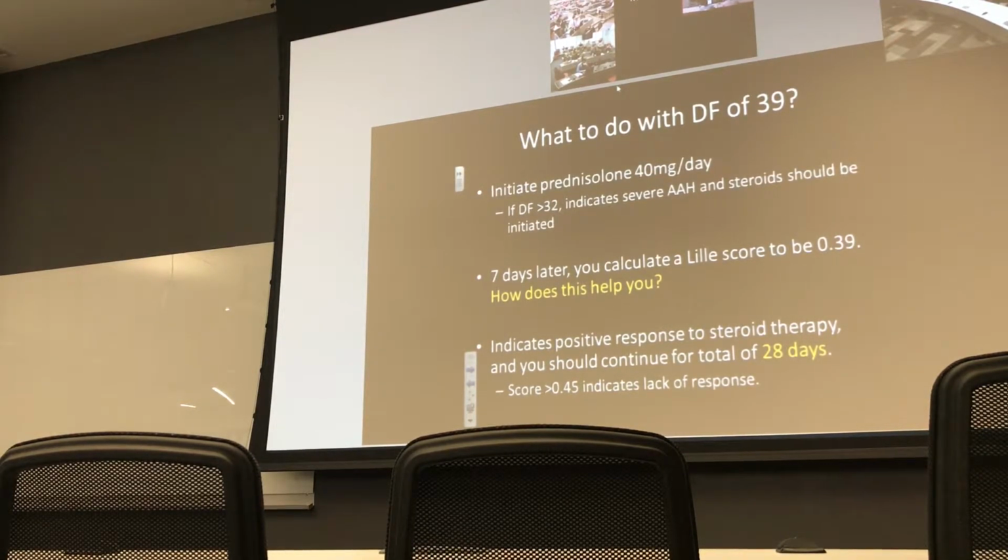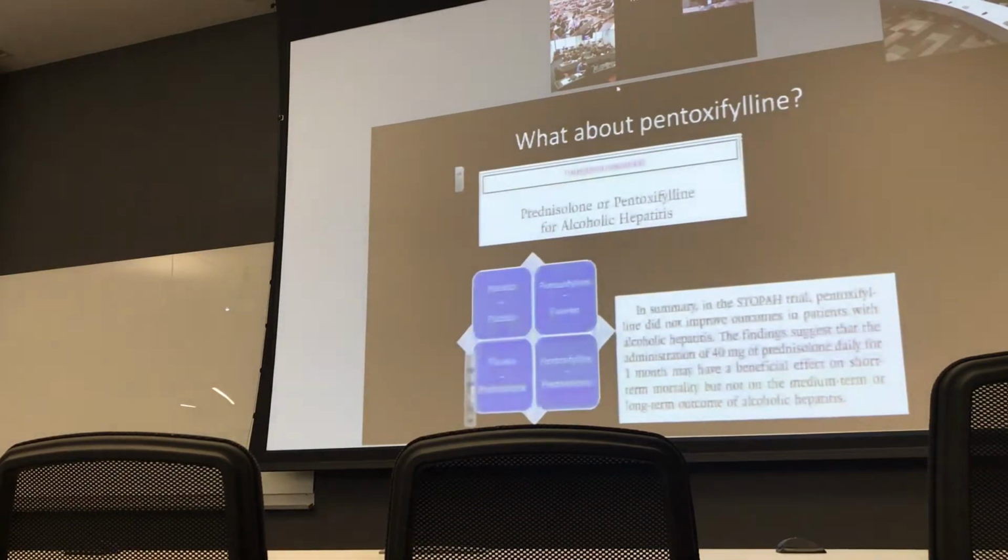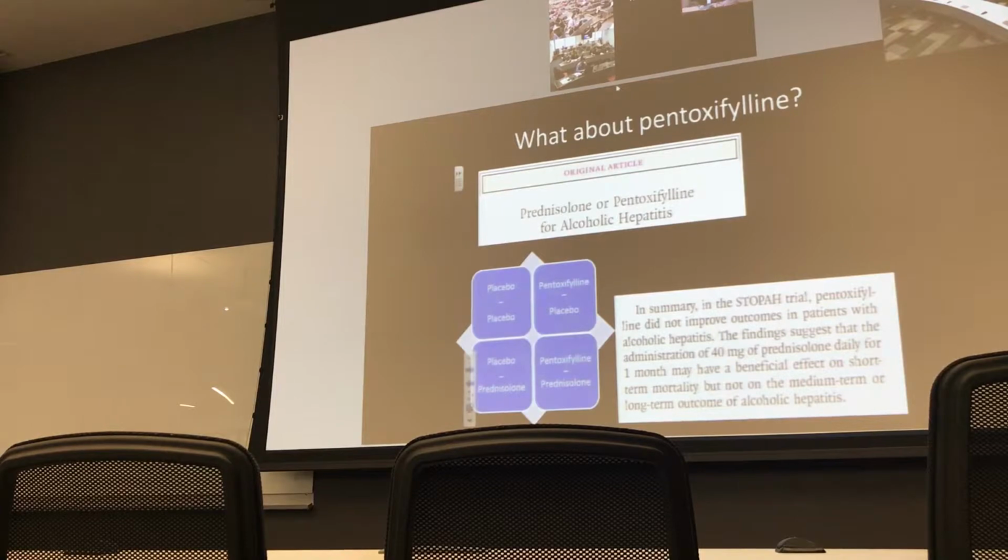So something else that has come up is pentoxifylline. So this is the STOPAH trial that was published a few years ago, and it was a 2 by 2. And what they showed was that pentoxifylline did not improve outcomes in patients, but prednisolone improved their short-term mortality, but not their intermediate or long-term mortality. So sometimes in practice, I'll still see prescribers try to give steroids and pentoxifylline, and I try to curb the use, being that it is not shown to be beneficial. So again, just more recent evidence, not something that I would test you guys on because this is a more recent change.